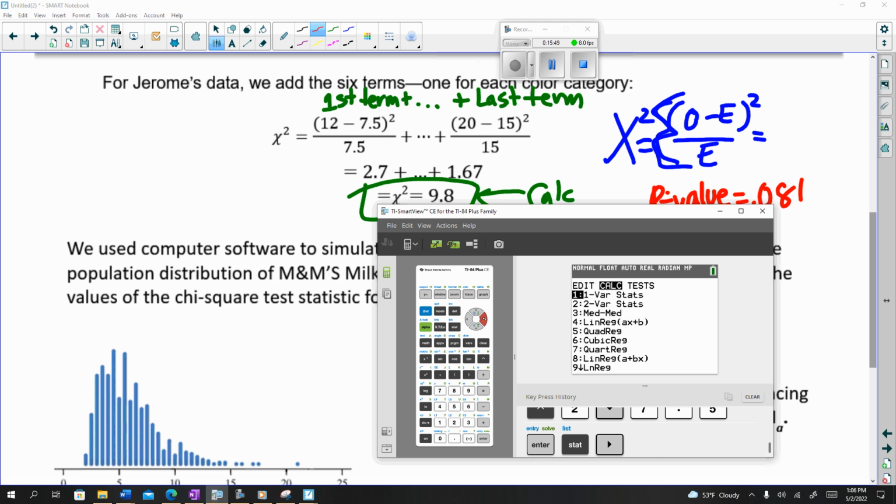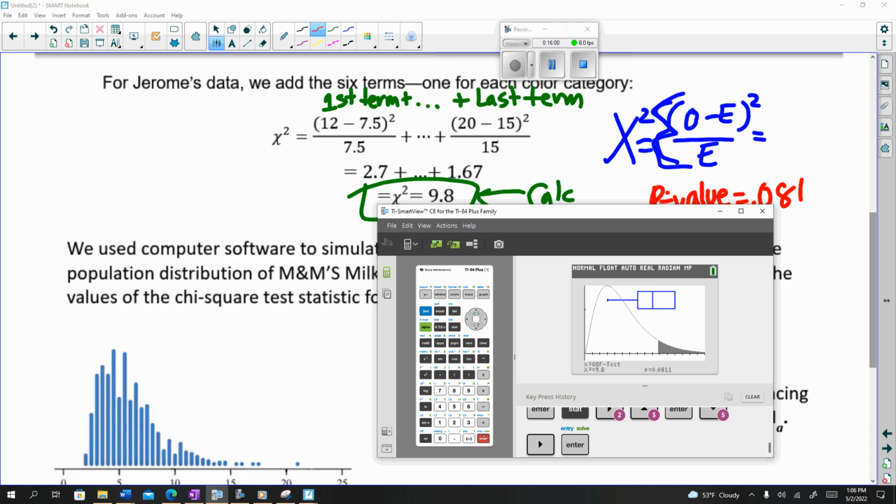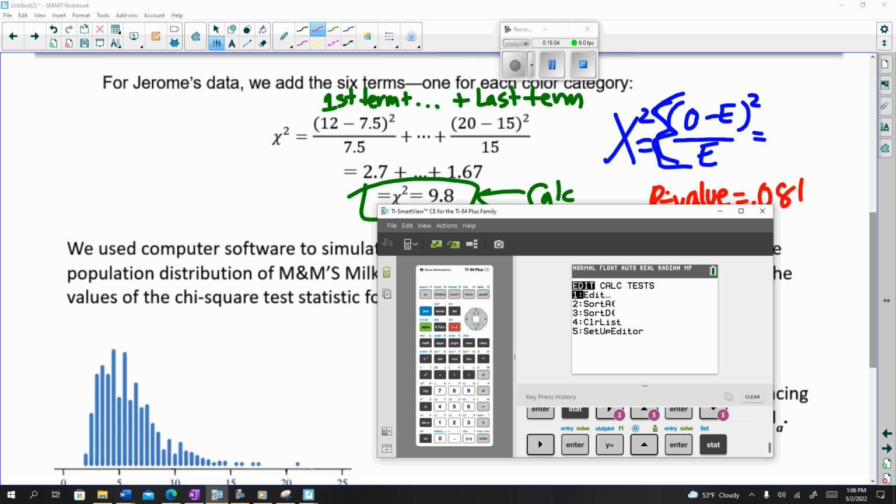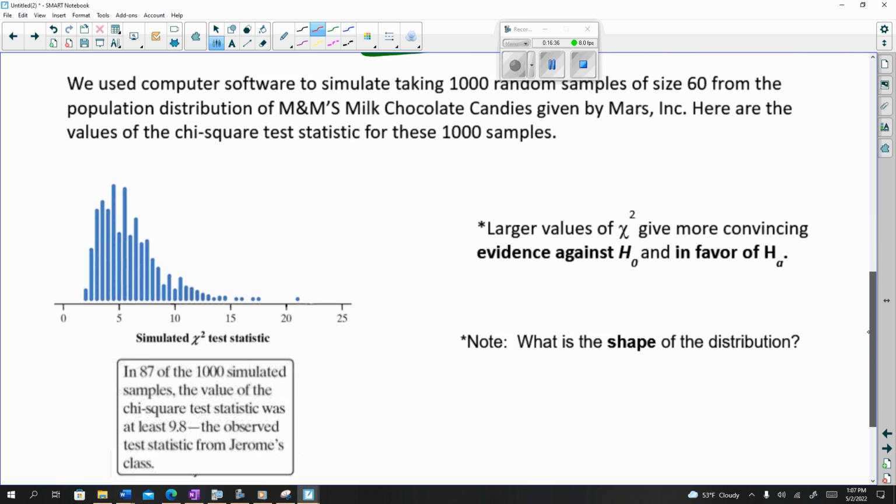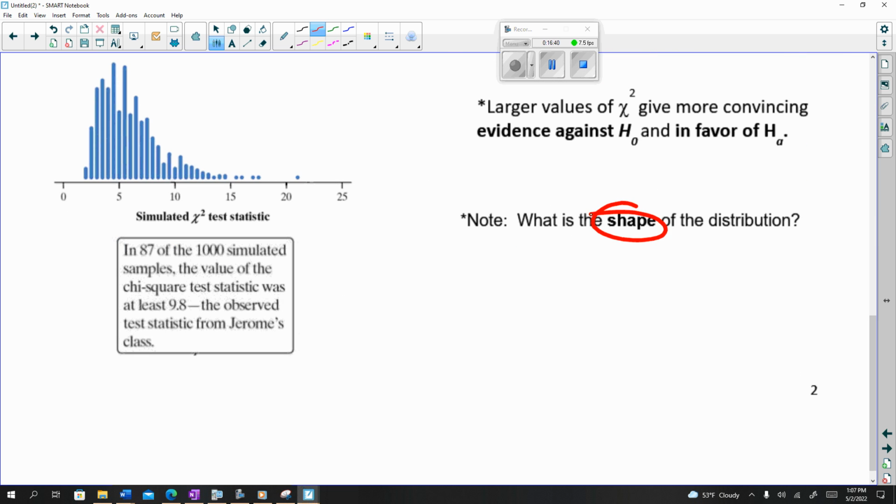Also, if we go back and do stat and we go back to test and we choose goodness of fit test again, and if we go down to draw, you're going to see a picture of the distribution. And notice it is skewed right. First thing is I got to turn my plot off here. Let me go back. It is skewed right. And the reason why it's skewed right is because chi squared is squared. So all the negatives get squared and become positive. So unlike z scores, where you could get a negative z score or a positive z score or a zero z score, chi squared is always going to be squared. So it's always only going to be positive chi squared scores. So notice here, if I wanted to sketch it, I would sketch it out and I would label my p-value here at 0.0811. All right, so we're going to write: what is the shape? Skewed right.